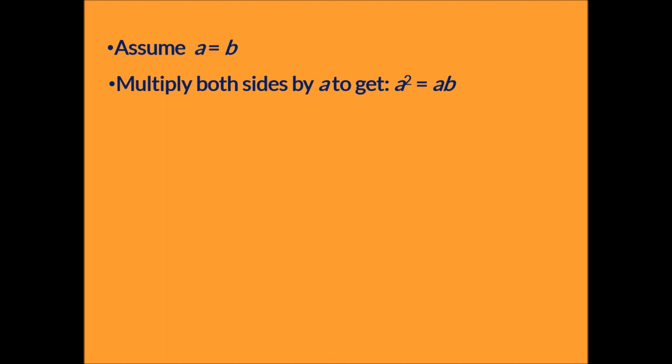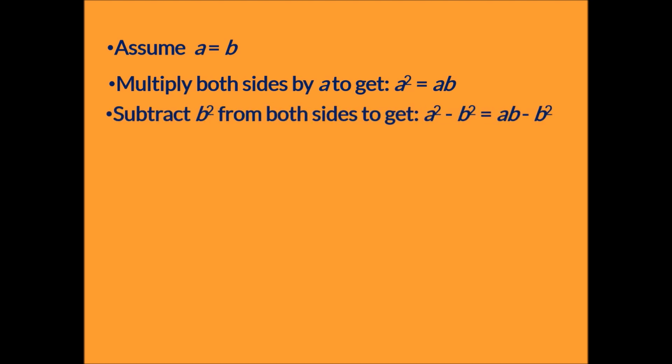Multiply with A on both the sides. So A into A, A square, is equal to A into B, AB. Subtract B square from both the sides of the previous equation. So A square minus B square is equal to AB minus B square.